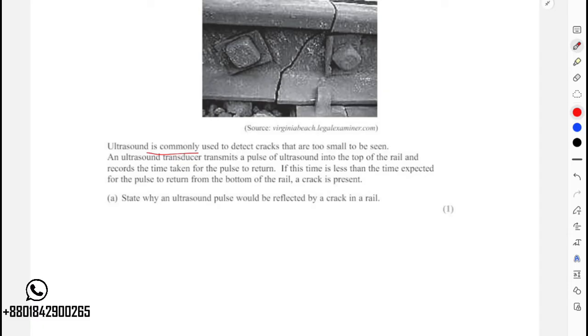Because there will be a change in boundary, the pulse reflects at the boundary between different mediums. That's why we're going to get a reflection from that part, because ultrasound is supposed to travel through the steel, but whenever there's a crack, there will be a change in medium from steel to air, because the crack has air, right? So between steel and air there will be a drop in density, and the ultrasound will certainly be reflected from that boundary, because it is traveling from a high density medium to a low density medium. It matches your first criteria for total internal reflection. So the first answer here is that the pulse reflects at the boundary between different densities.